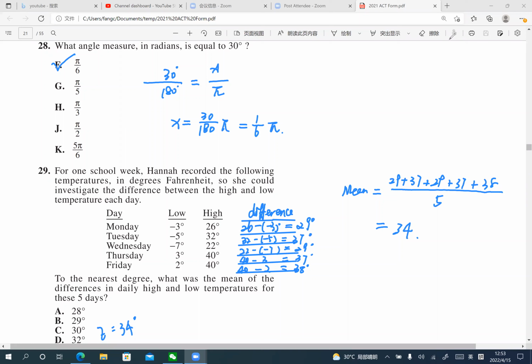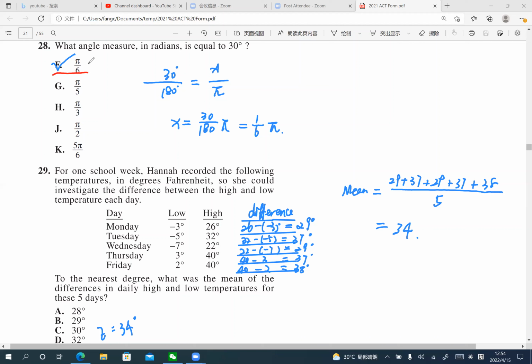To solve question 28, we can use a proportion to find the answer. The ratio of degrees should be equal to the ratio of radians. So 30 degrees divided by 180 degrees should be equal to x radians divided by pi radians. So x should be equal to 30 over 180 times pi, which is 1/6 pi. So for question 28, we should choose option F.